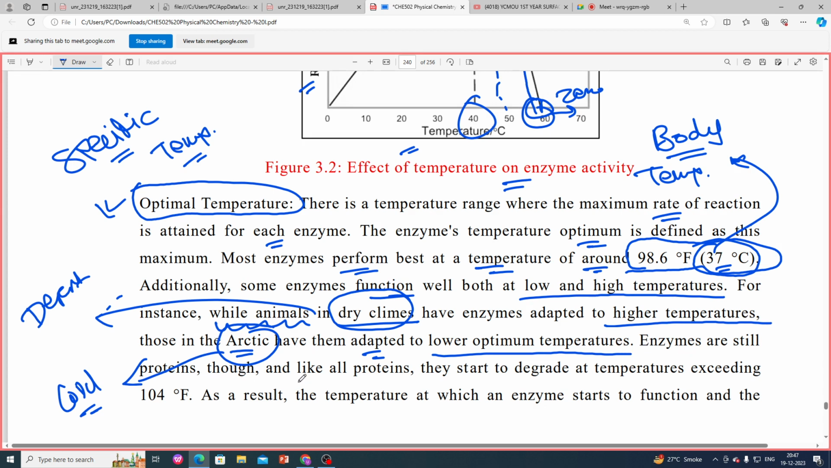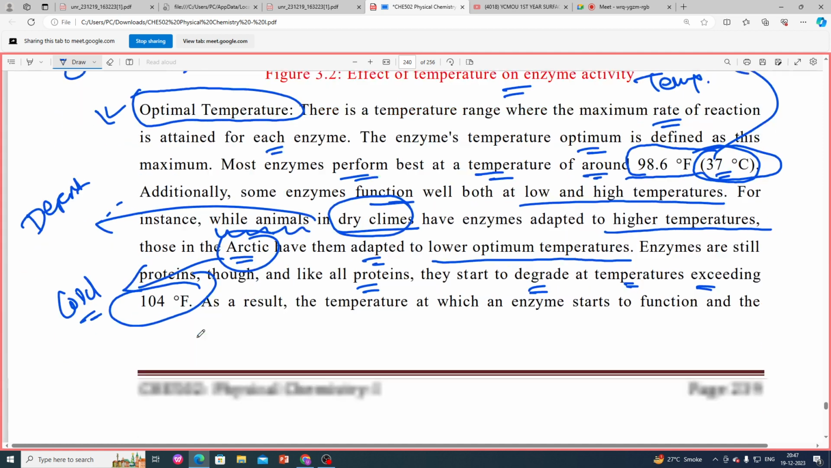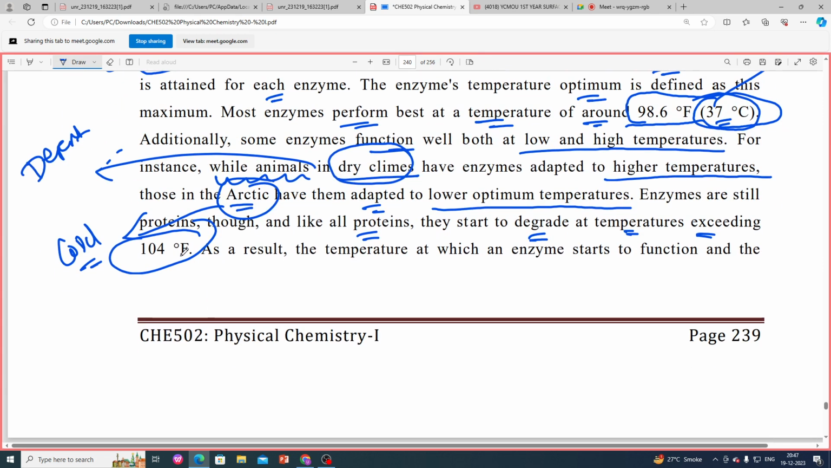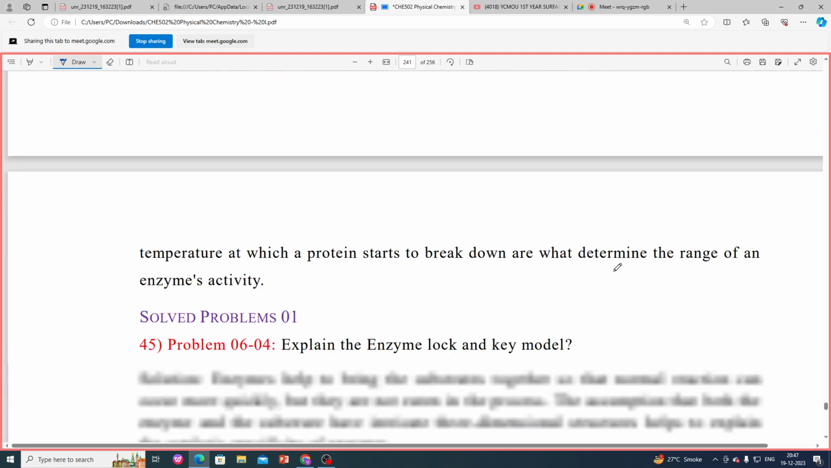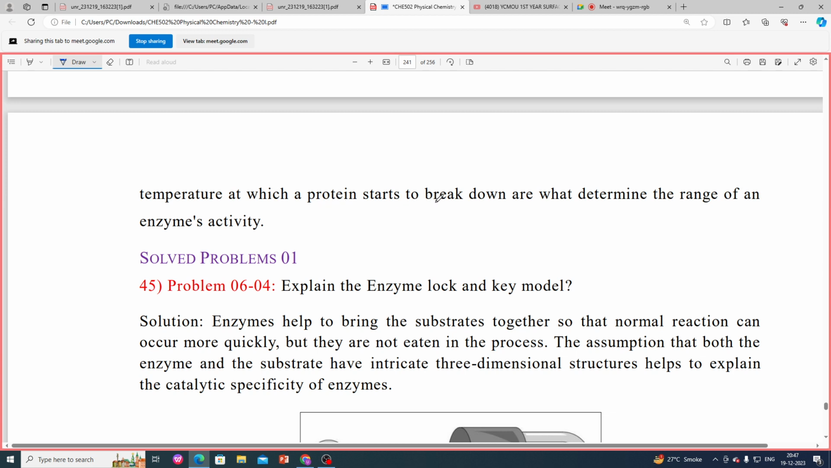Enzymes are also proteins, and like all proteins, they start to degrade at a temperature exceeding 104 degrees. If we move the temperature above 104 degrees, then it is going to degrade, that means the structure of the enzyme collapses. As a result, the temperature at which the enzyme starts to function and the temperature at which the protein starts to break down determine the range of active enzyme activity. See, temperature is very important for enzyme activity.